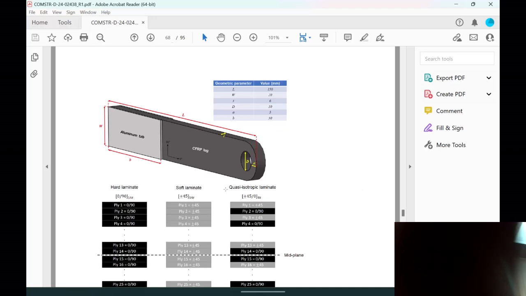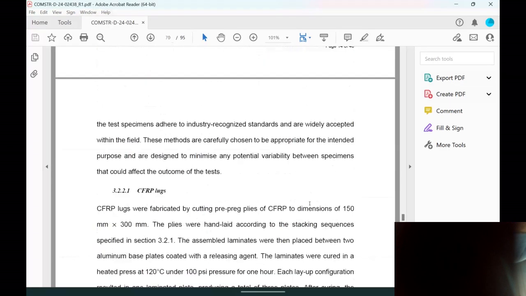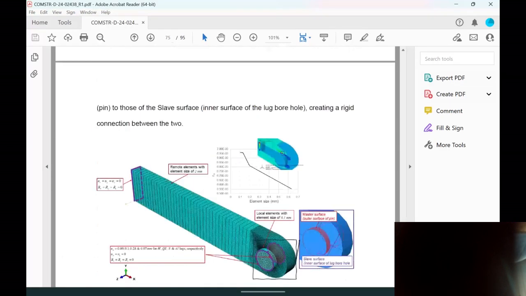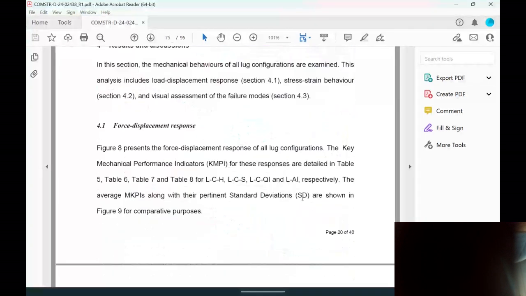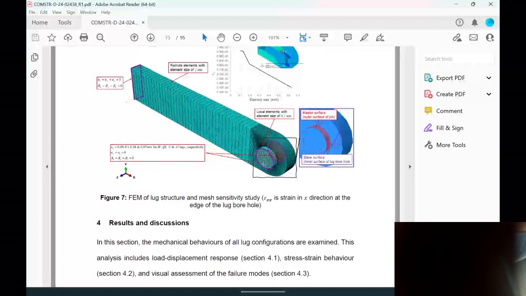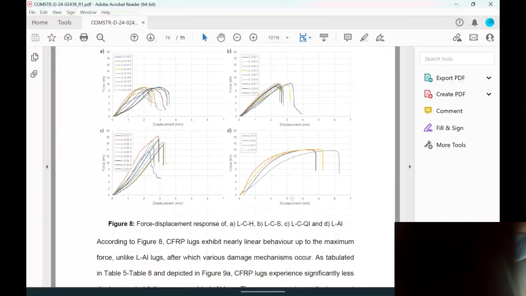Instead, that quasi-isotropic laminate, like this one, 45-0, is demonstrating a superior performance compared to the other sort of stacking sequences, even better than aluminium. For instance, so essentially it's a lug with a pin inside. We just pull the pin out to see which ones are stronger.